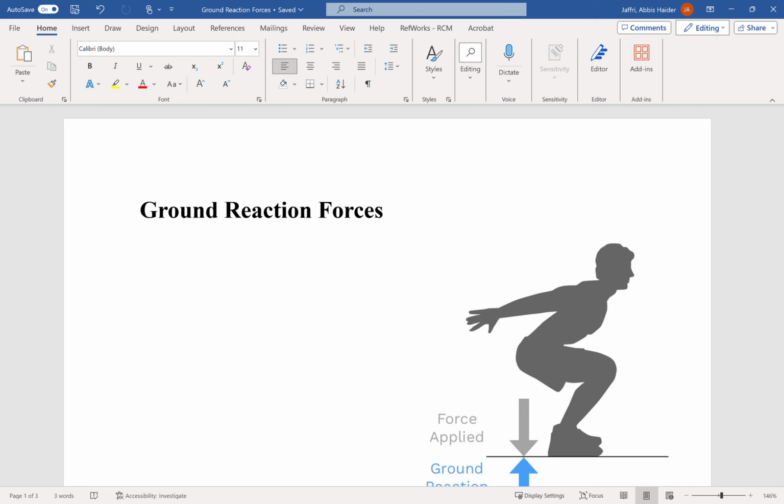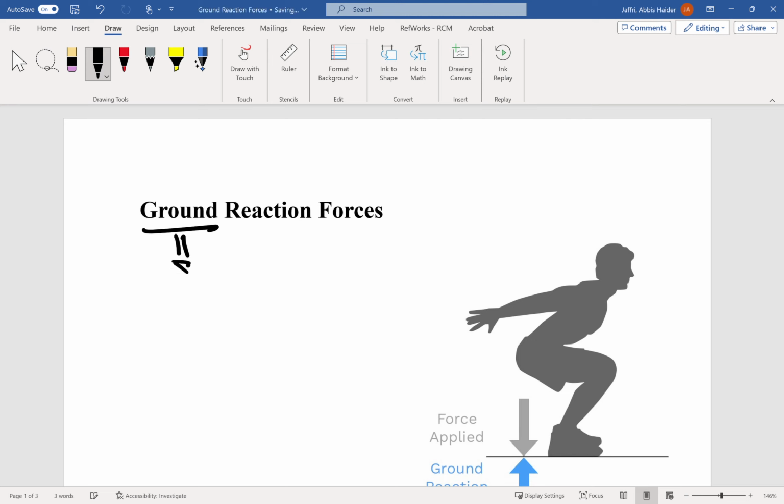Okay, so now we'll talk about another concept in biomechanics, that is ground reaction forces. Basically, ground reaction force, as the name implies, is a force that is coming from the ground, and it is a reaction force. It is a reaction to the force that you are applying to the ground.